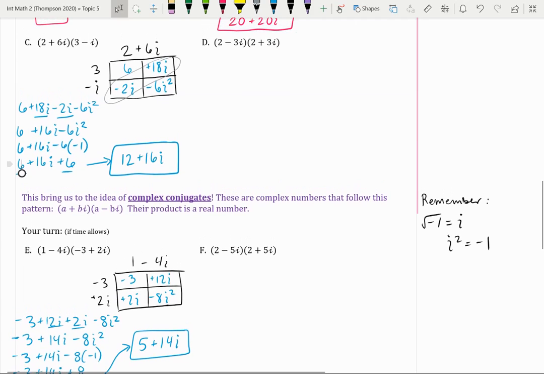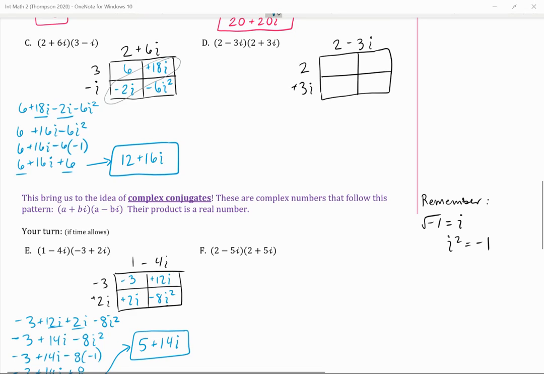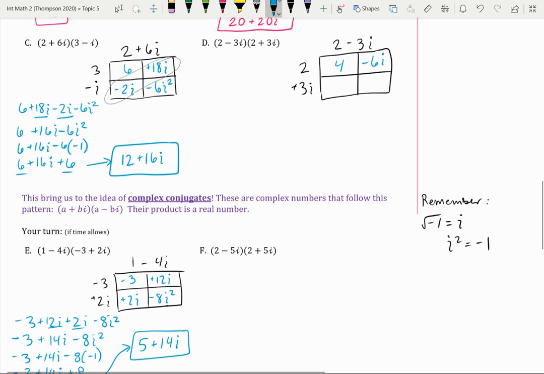Okay, I'm going to go back up to D. So similar type of problem, there's just a special case here that we're going to talk a little bit about. So when I multiply 2 minus 3i and 2 plus 3i, in my boxes, 2 times 2 is 4, 2 times negative 3i is minus 6i, 2 times positive 3i is plus 6i, negative 3i times positive 3i is minus 9i squared.